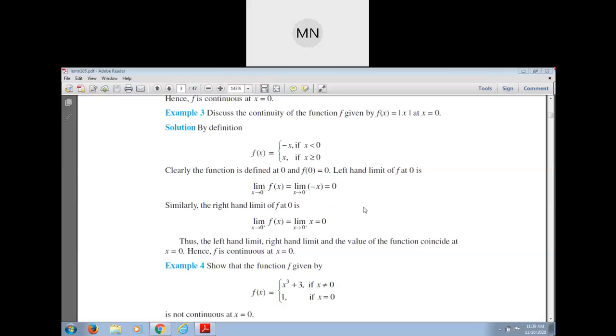So see that here the left hand limit and right hand limit are both equal, that is 0, and the functional value f of 0 is also 0. So we can say that this function is continuous at x equals 0. Is it clear?